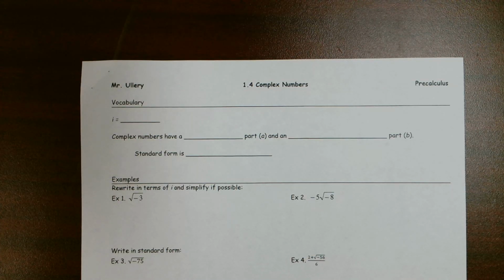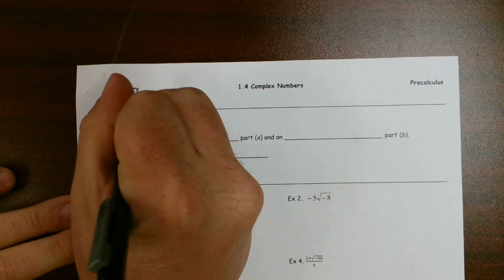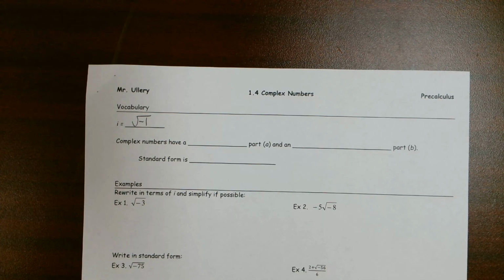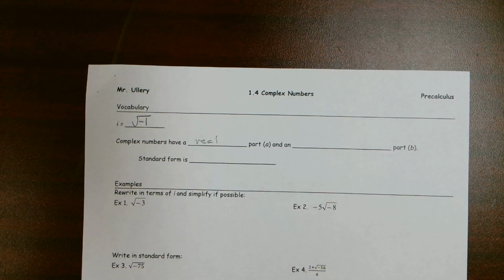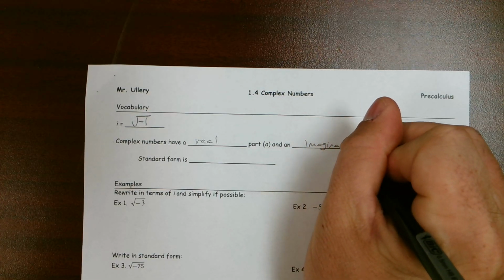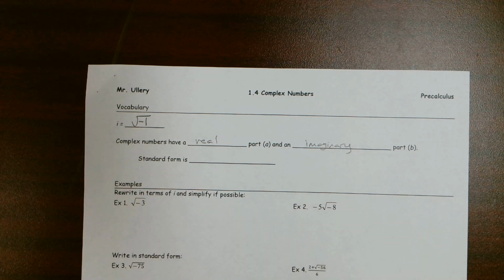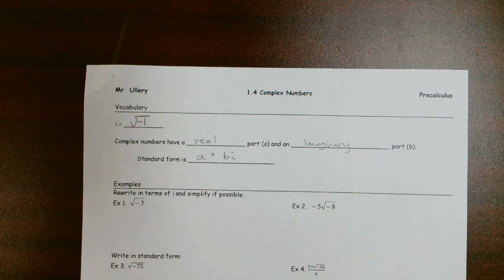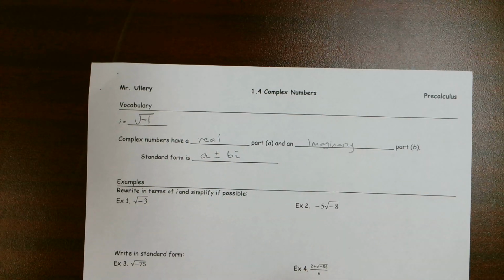Okay, so first let's start off with the complex number i, which we know is equal to the square root of -1. Complex numbers have a real part, meaning a real number part, and an imaginary part, which is going to be the one that has the i in it. The standard form for any complex number is either a + bi or a - bi. That's how we're going to write our complex numbers.